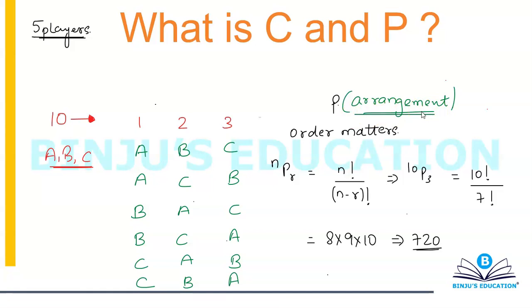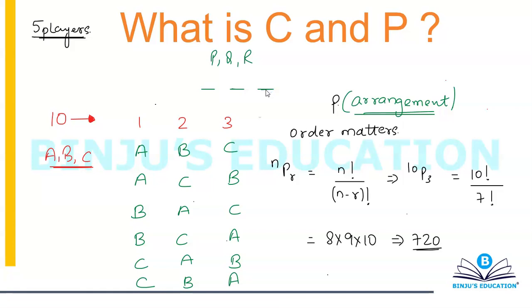For example, in how many ways can you arrange 3 children on 3 chairs? Let's suppose the 3 children are P, Q, R. Then it matters who is sitting at the leftmost position, who is sitting at the central position, and who is sitting at the rightmost position. You can have PQR, PRQ, QPR, QRP, RPQ, RQP.